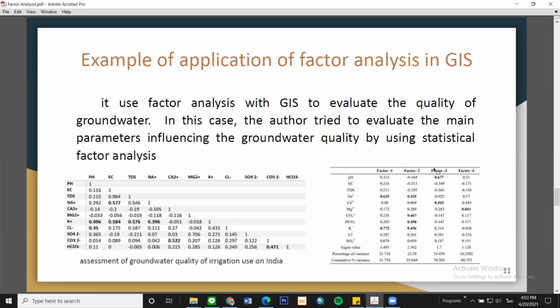Okay. Any other student? Any question? Okay. I will ask one question to all the students. Anybody can reply. What is the importance of factor analysis in GIS? Unmute yourself and reply.